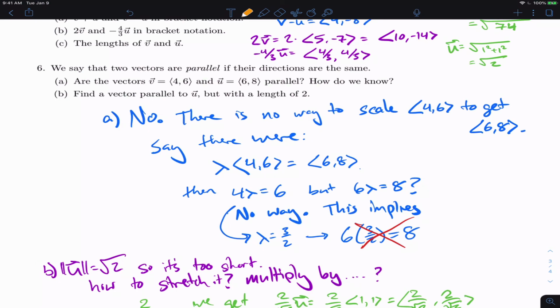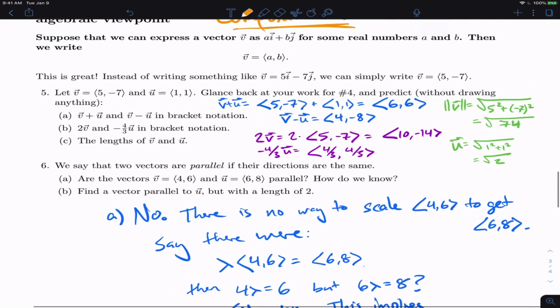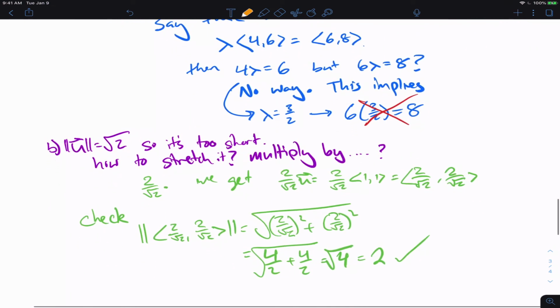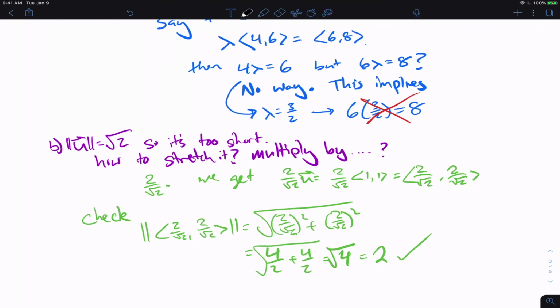And the last question, part B, is how can we find a vector that's parallel to u? Remember, u is the vector from up here, <1, 1>, but that has a length of root 2. So earlier we found that the vector u has a length of root 2. So what I did is I multiplied by 2 over root 2 to get a new vector, and I check here that that works. We'll talk a little bit more about that in the next video, where I talk about some of the basics of vector arithmetic.